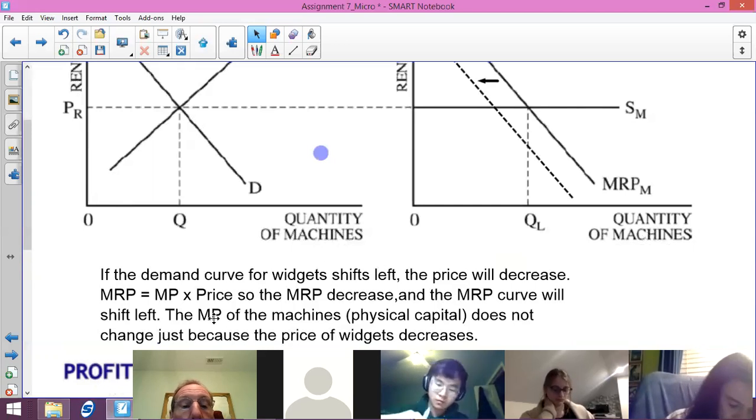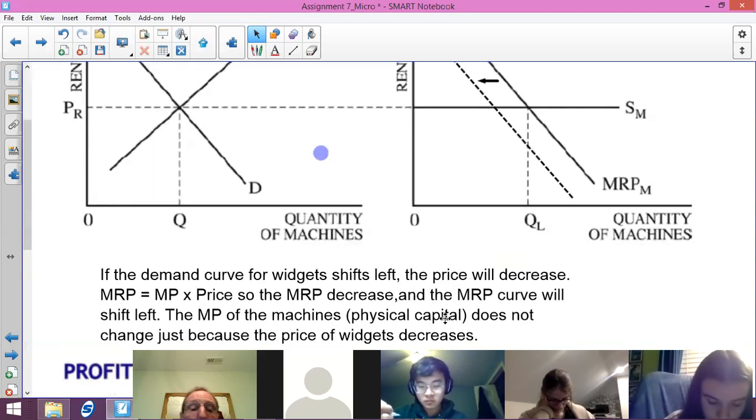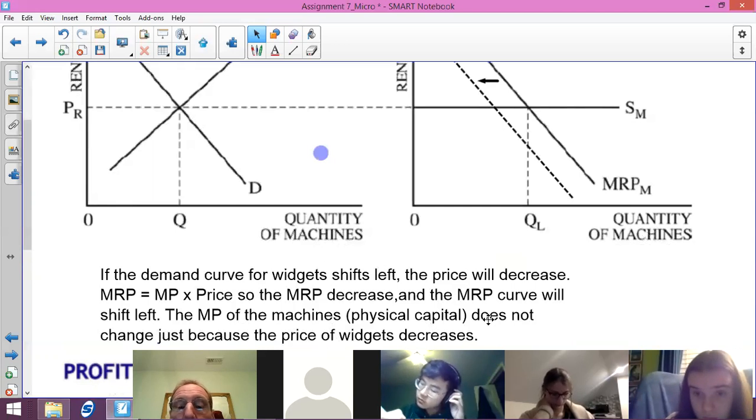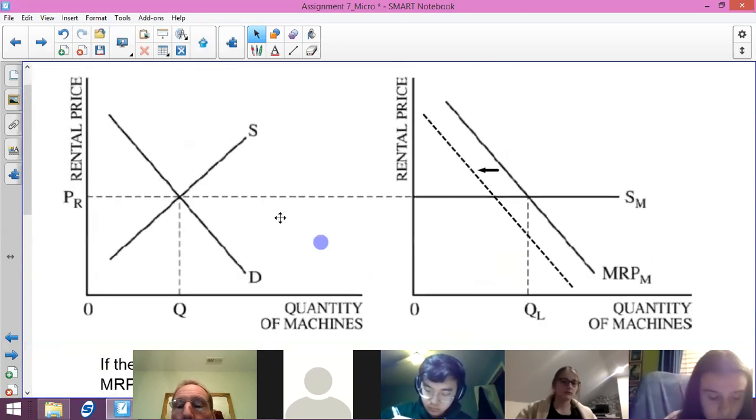So the marginal product of the machines, the physical capital, does not change just because the price of widgets decreases, okay? Does that make sense, guys? And here's your graphs, okay?